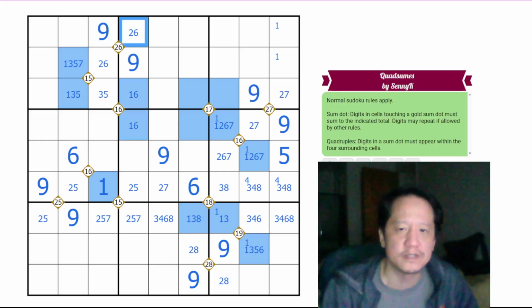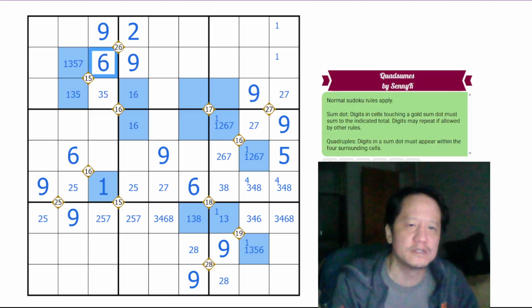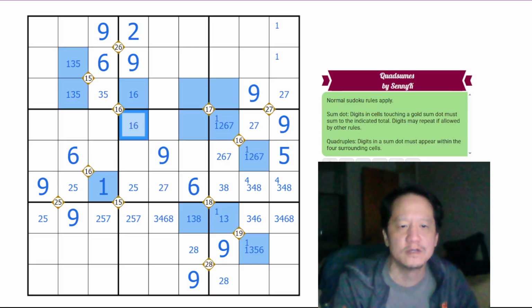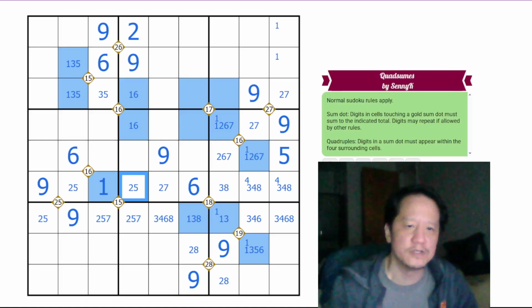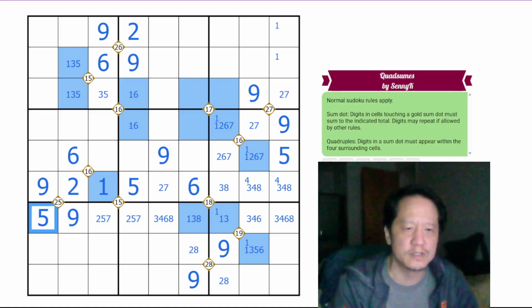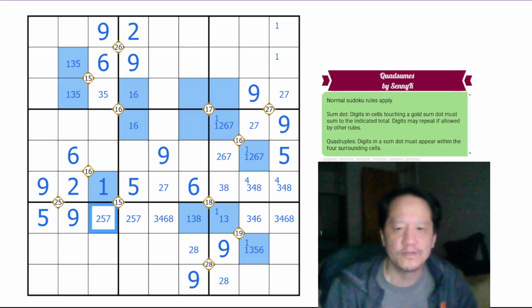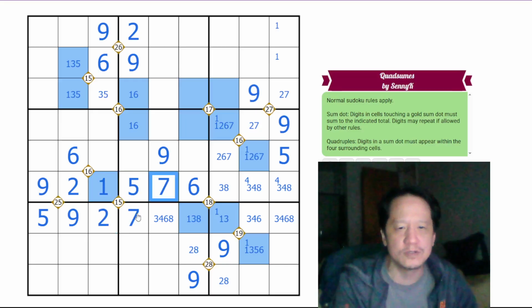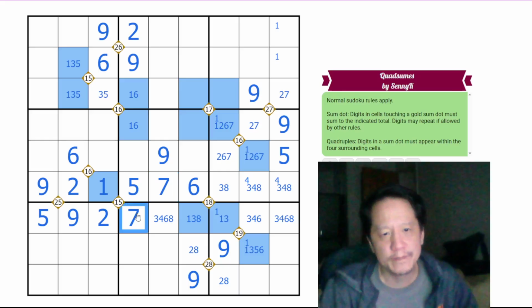This can't be 6, it's 2, which makes this 6 there to surround the quad. So this must be 1, 3, 5, and 6 here to add up to 15. This 2 eliminates 2 here. So this is 5, which makes this 2, which makes this 5. Therefore, this can't be 5 or 2. This is 7. This can't be 5 or 7. It's 2. This can't be 2, so it's 7 there.